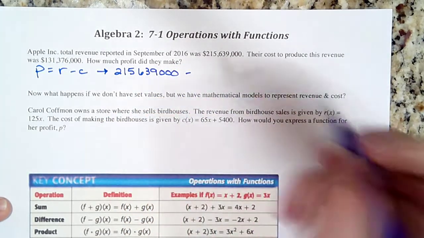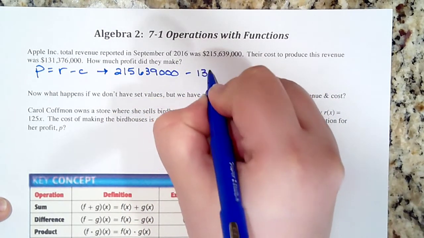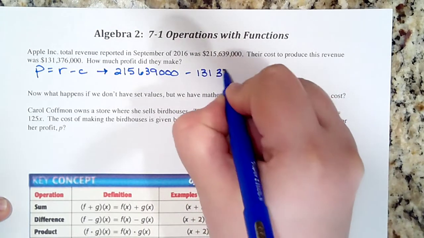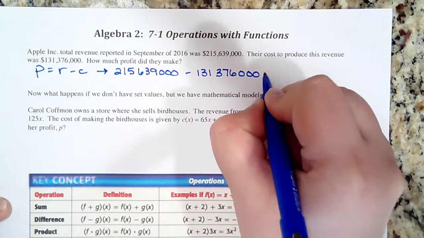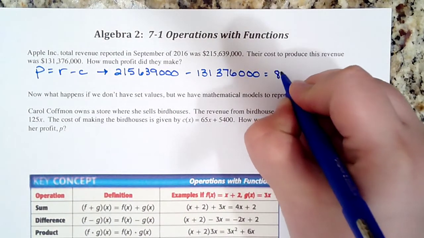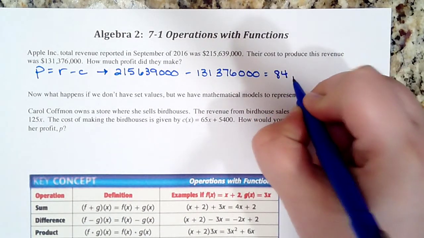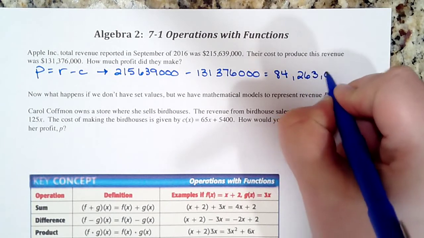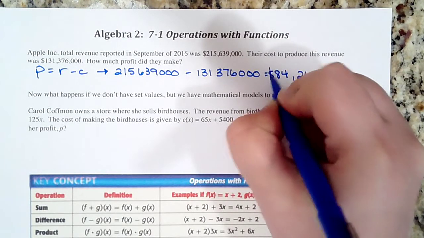215,639,000 minus their cost, which was 131,376,000. And when we calculate that, I already did it in my calculator, we're going to find that it's $84,263,000. Let's throw a dollar sign on there.